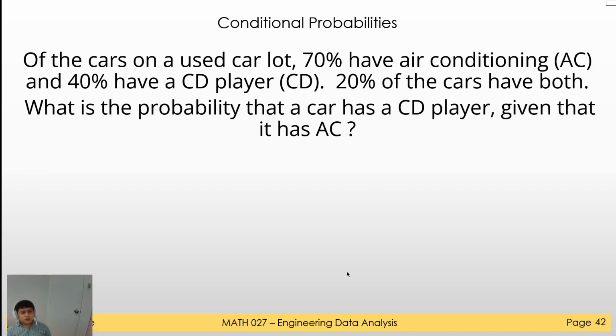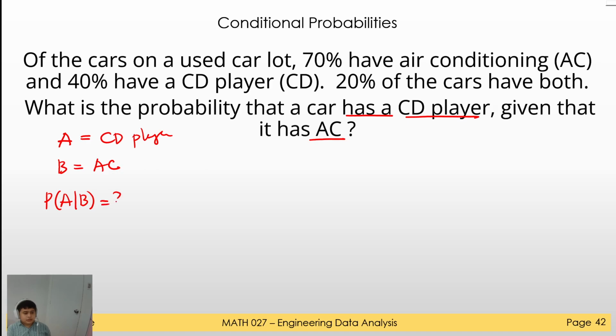So of these things, we want to find the probability that a car has a CD player given that it has an AC. So we can assume that the event A is the CD player, and the event B is it has an AC. So we want to find the probability of A given that B has happened. So we want the probability of A and B occurring over the probability of B occurring.